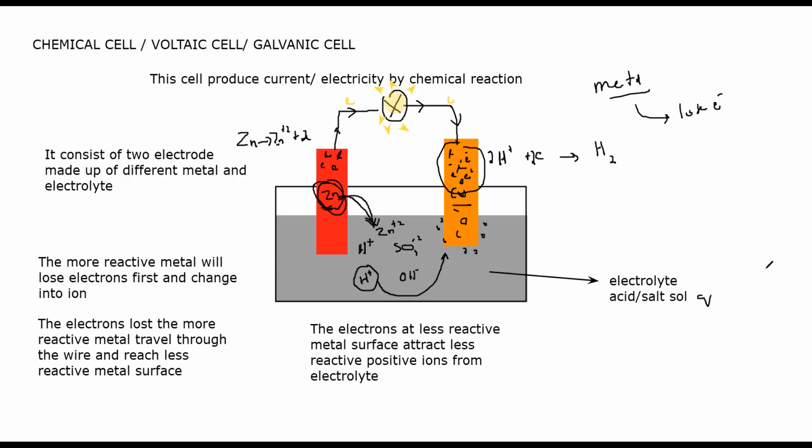So we call that a chemical cell or a voltaic cell or a galvanic cell. Is it clear, the idea of a chemical cell? Take the screenshot. I will give application of this chemical cell as well.